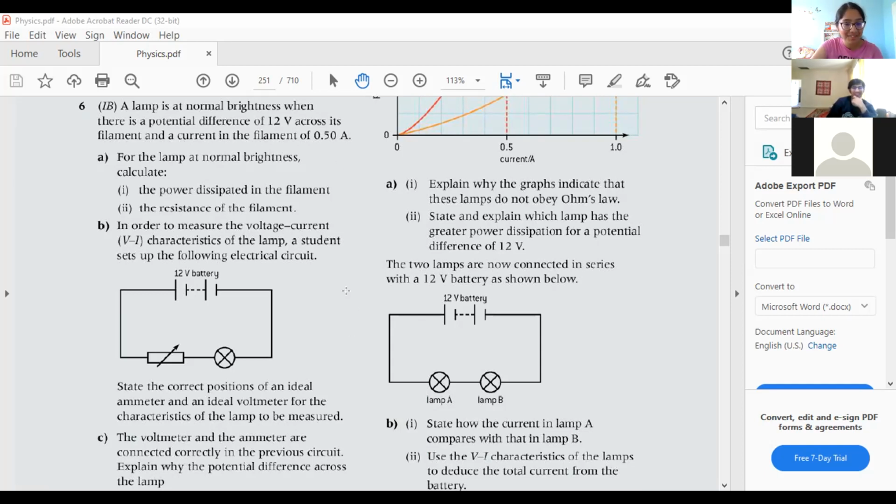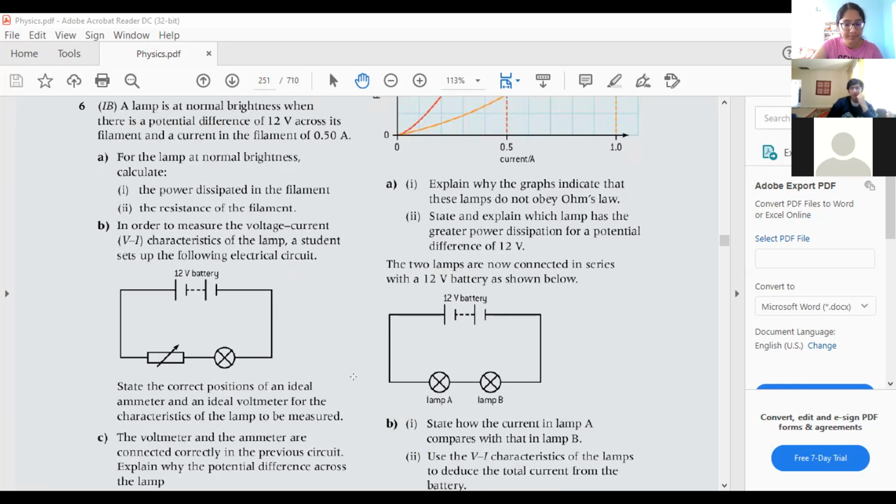Yeah. Okay. In order to measure the voltage current characteristics of the lamp, a student sets up the following electrical circuit. State the correct positions of an ideal ammeter and an ideal voltmeter for the characteristics of the lamp to be measured. Ammeters in series, right? Yeah. I guess they would put the ammeter right here, right? Yeah. Or you could put it after it. It wouldn't matter. Or anywhere like here. And then for the voltmeter, it would be in series. Yeah. Like in parallel. Yeah.